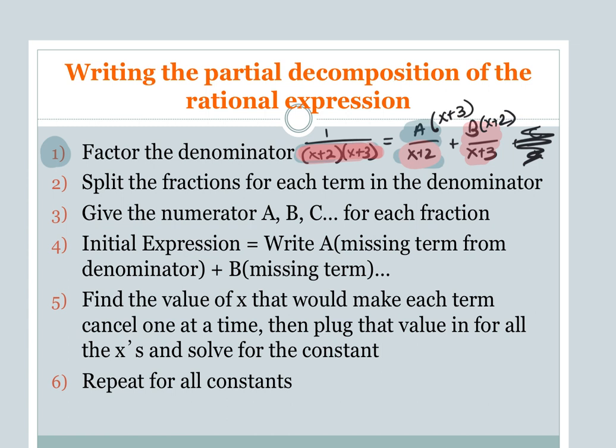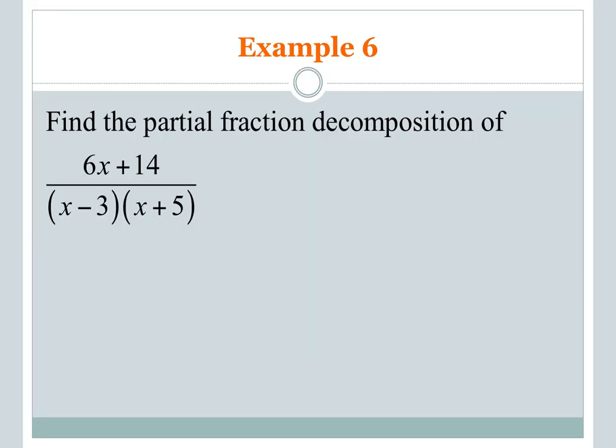5 is find the value of x that would make each term cancel out one at a time. So if I solve each of those factors, one at a time, I'm going to plug those values in. And by doing so, it's going to eliminate the other terms, and you will end up solving for just A or just B. And you're going to just repeat that until you've got all the constants. So again, foreign concept, but if you practice it, it's the same step after step. So this just takes practice.